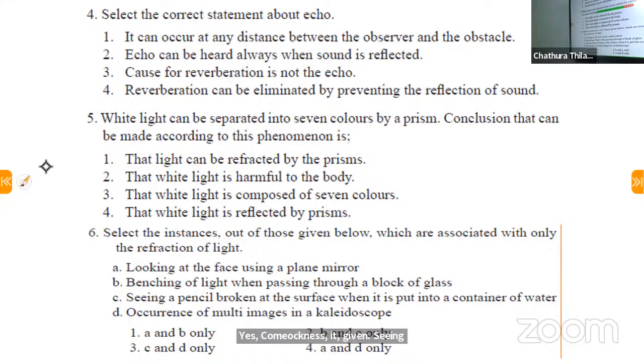Seeing a pencil broken at the surface. Yes. Occurrence of multi images due to reflection. So what are the correct answers? B and C. B and C only. Answer number 2. B and C only.